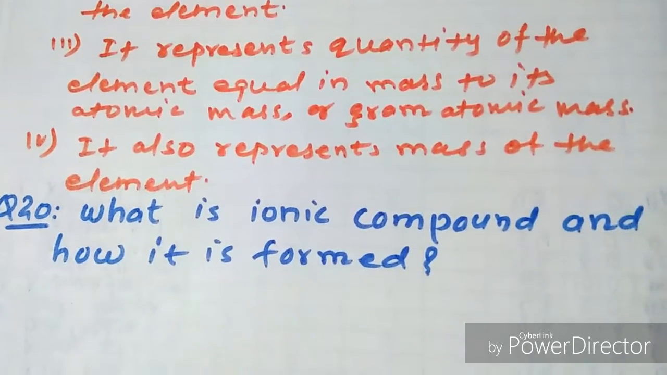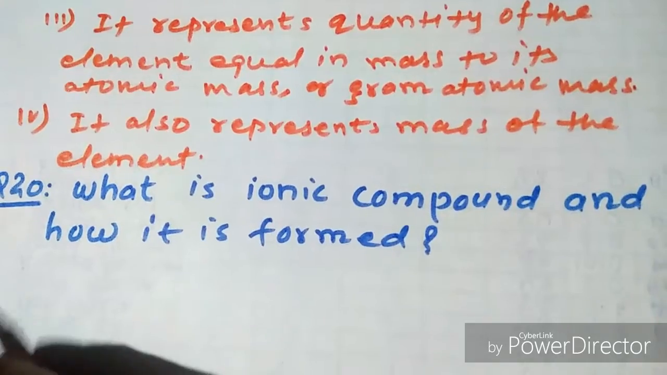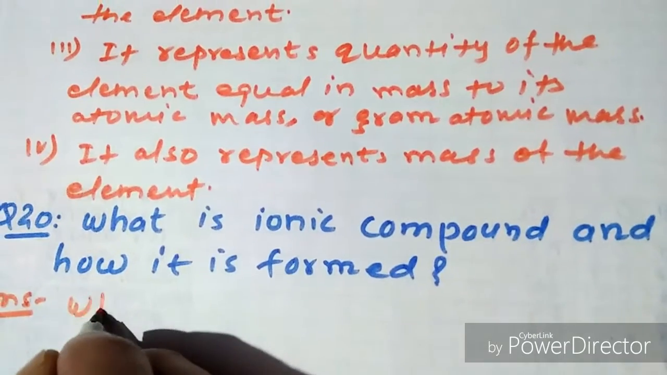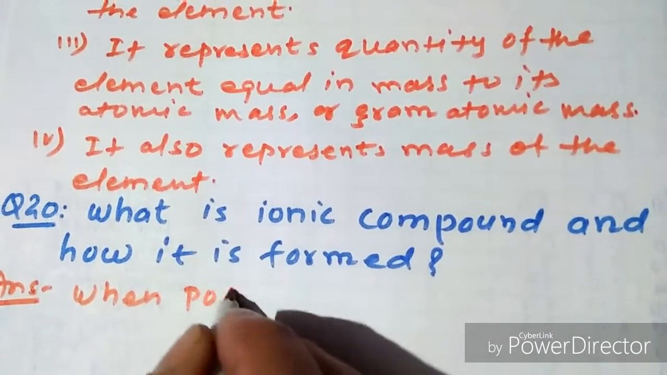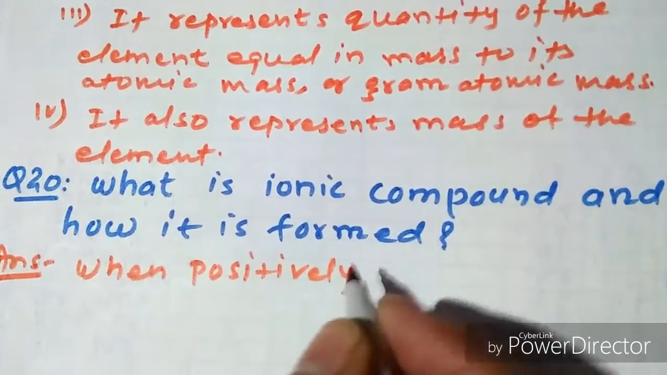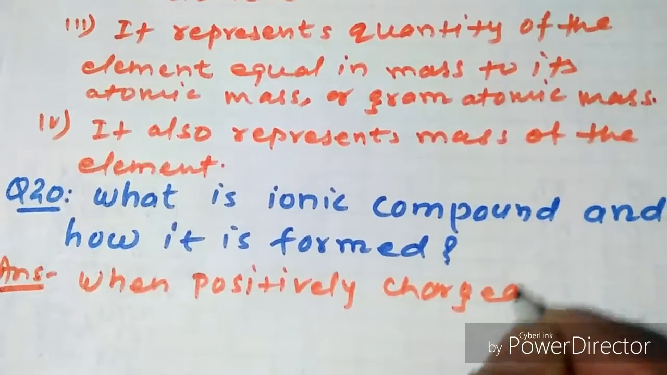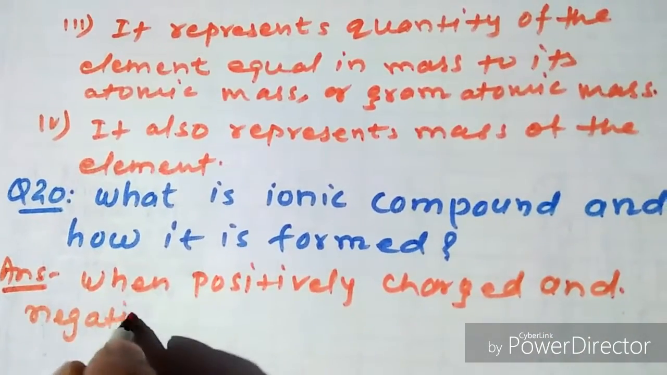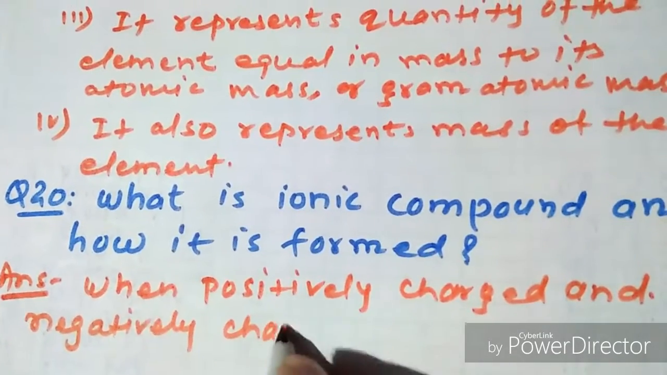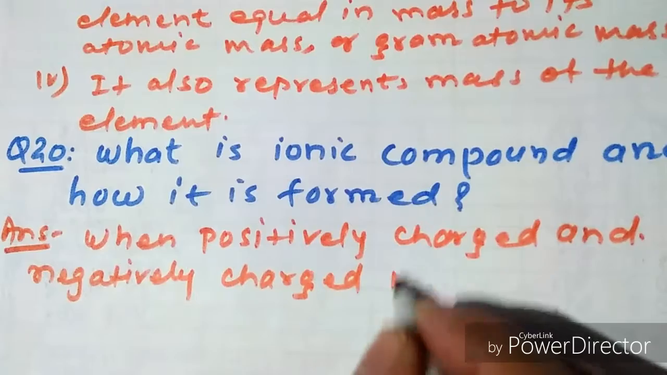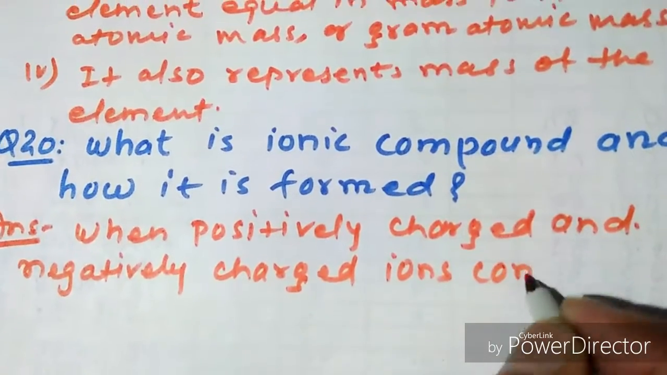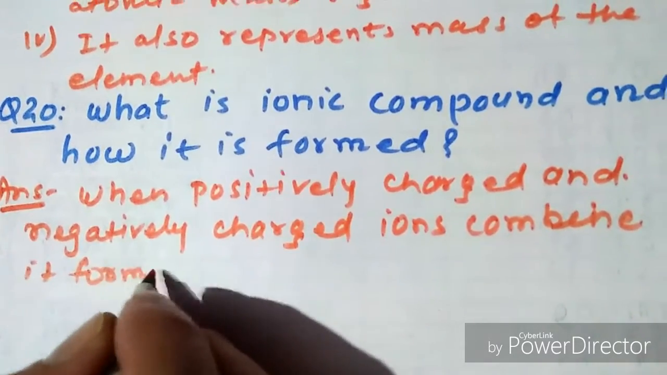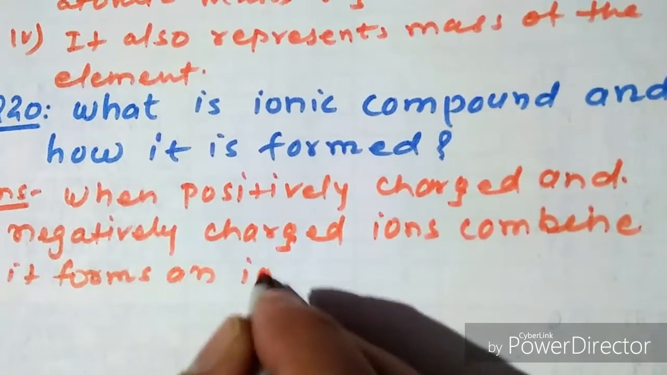And the next question is, what is an ionic compound and how is it formed? Answer: when positively charged and negatively charged ions combine, it forms an ionic compound.